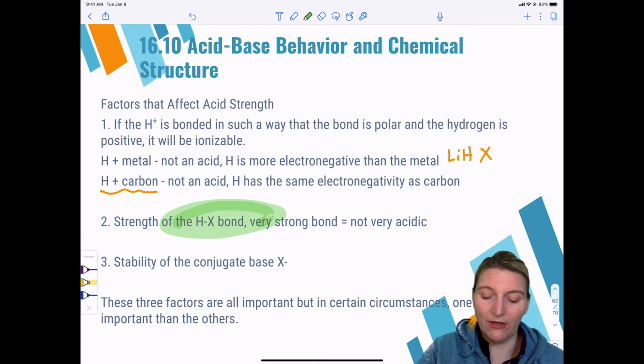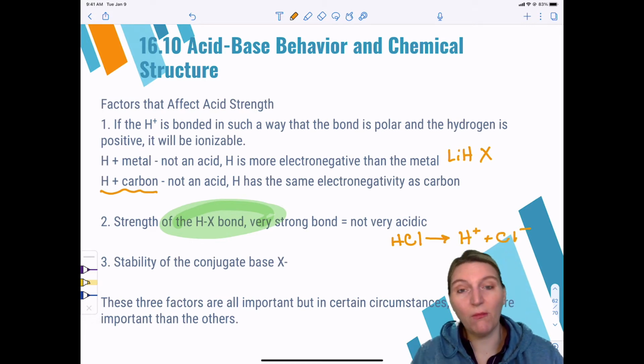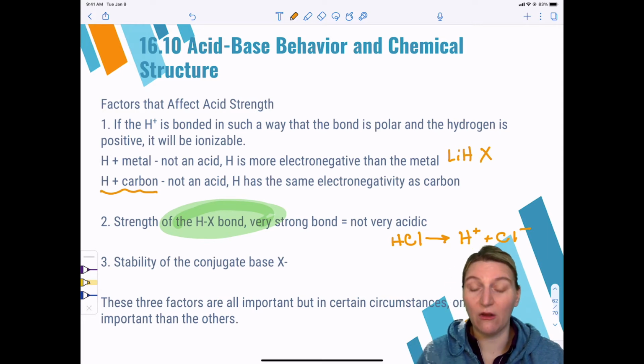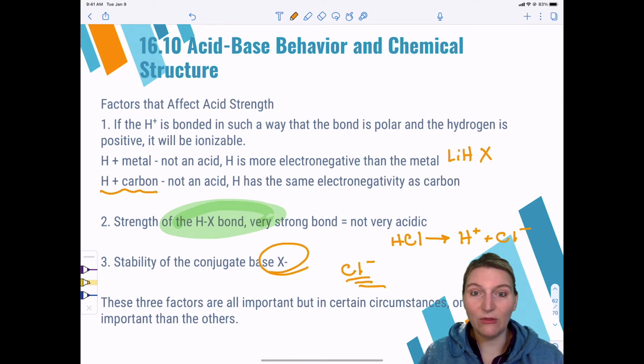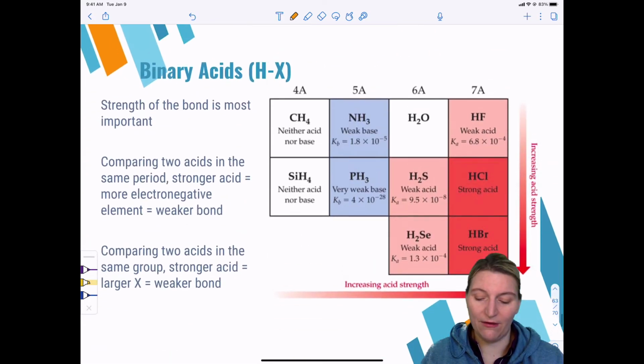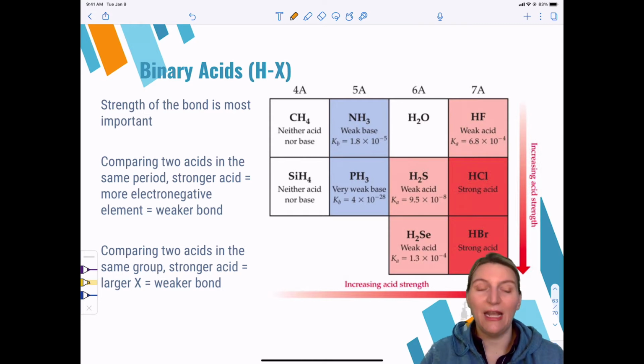And what we're talking about here, if we're talking about something like an acid, what happens is that bond breaks. So if that's a very strong bond, it's not going to break. That hydrogen is not going to come off the nonmetal. The other piece of this is the stability of the conjugate base. What is left over and how stable is that? All of these are important, and depending on certain circumstances, some are more important than others. So the first group that we're going to look at are binary acids. Binary acids means it's an acid with hydrogen and just one other element.